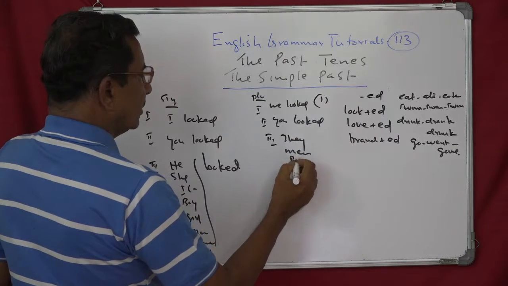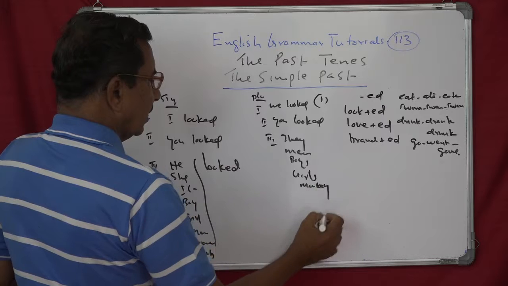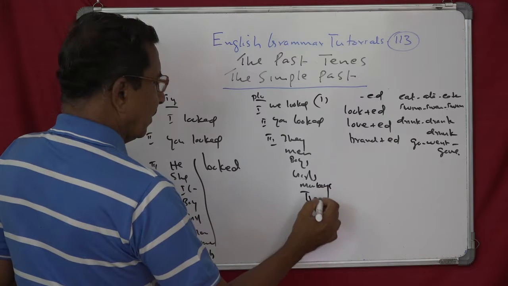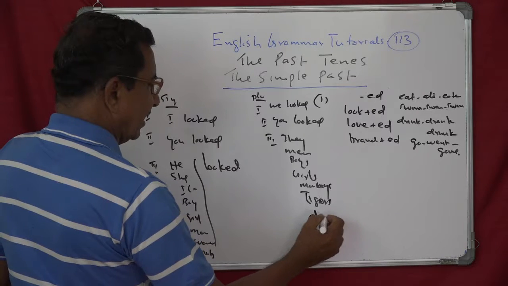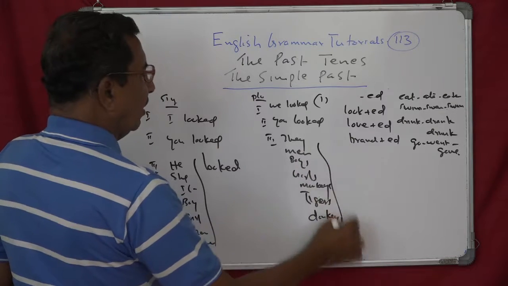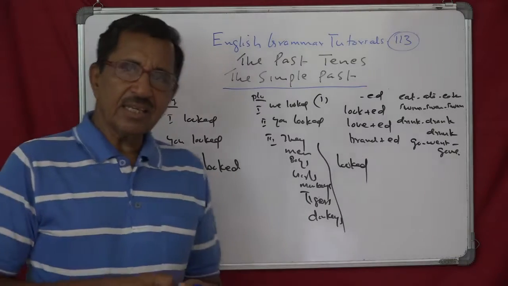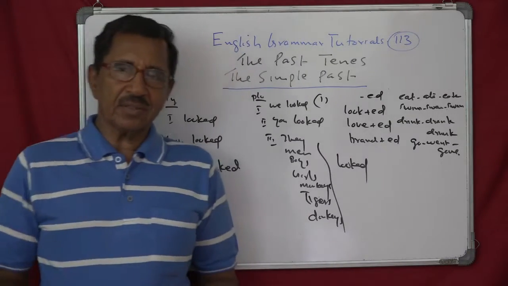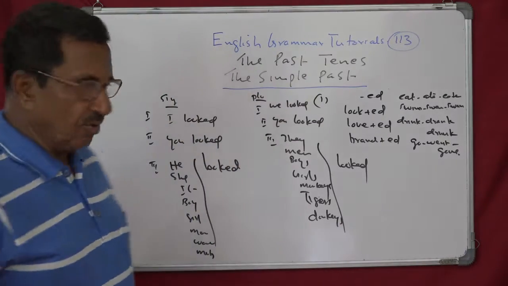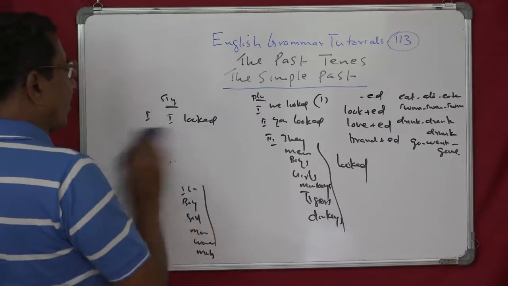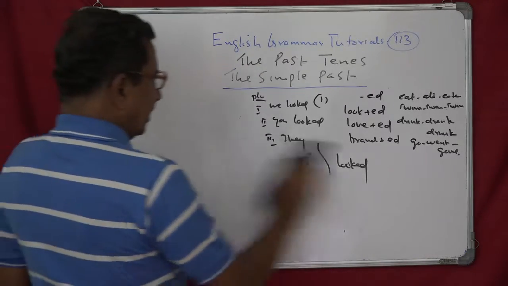men, boys, girls, monkeys, tigers, donkeys, etc. All looked. So no change. It doesn't change with the subject. First person, second person, third person, singular, plural, everything is true. Very simple. The easiest tense, I told you. So distribution is not a problem here at all. So 2 points we have already covered. One is the form and the second is the distribution.